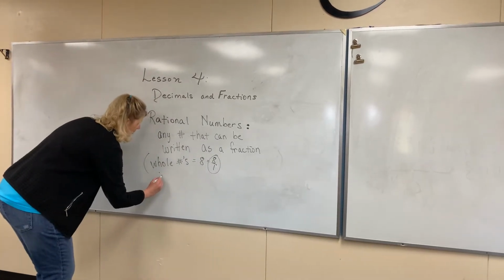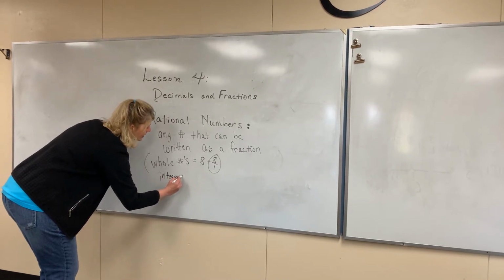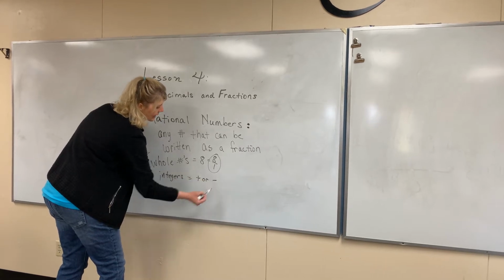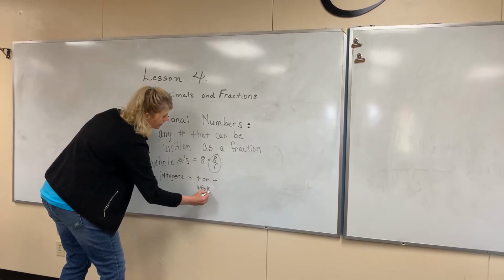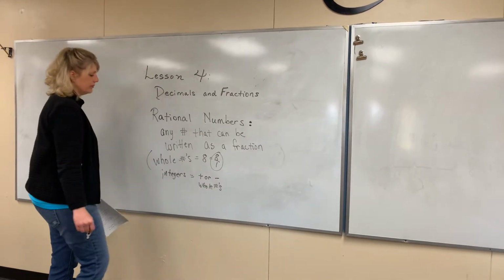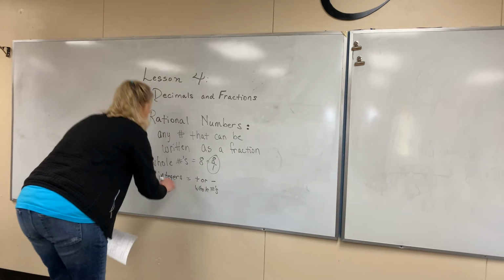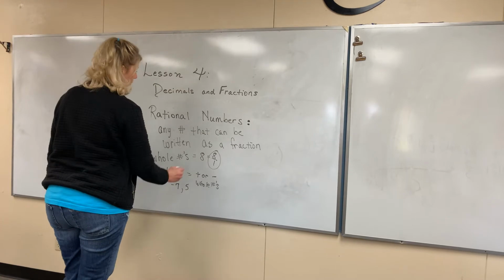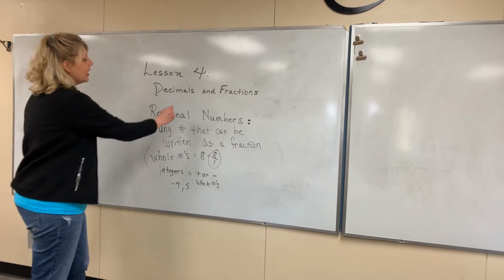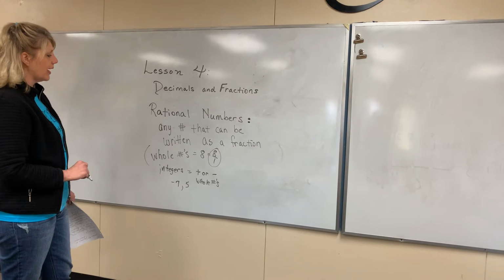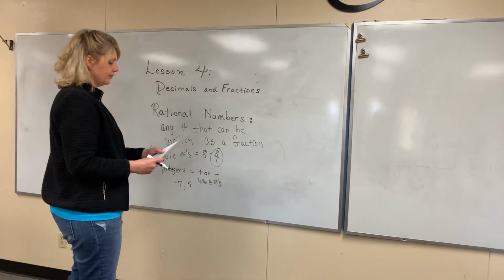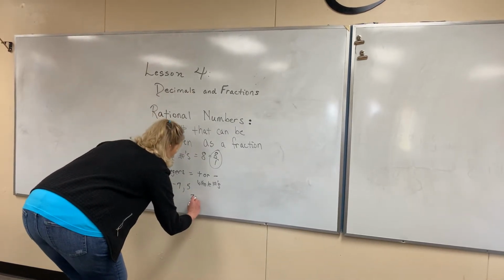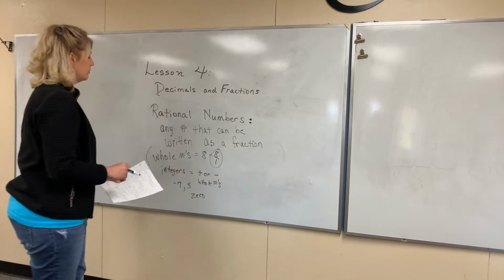Integers. You remember what integers are, right? Positive and negative whole numbers. Remember, those were integers, okay? That means if you had a negative 7 or a positive 5, those were called integers, and they are rational numbers. Okay? And don't forget 0. 0 was another one.